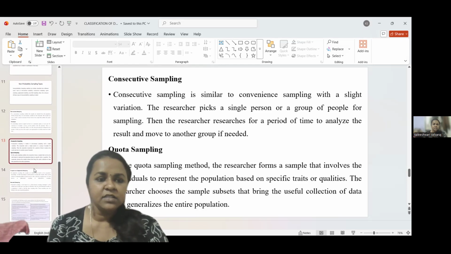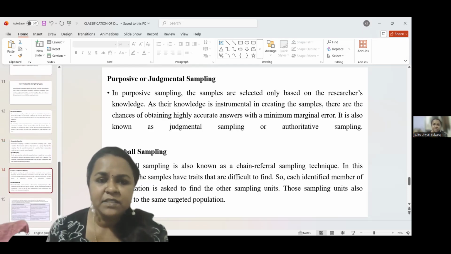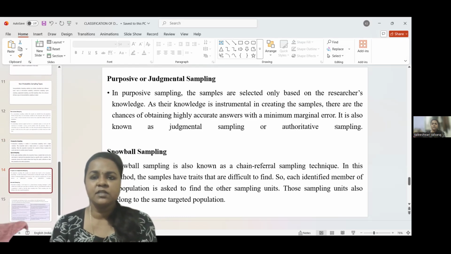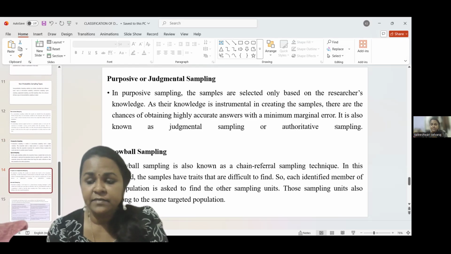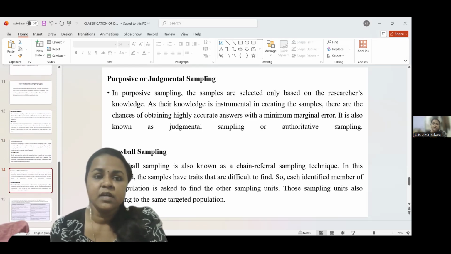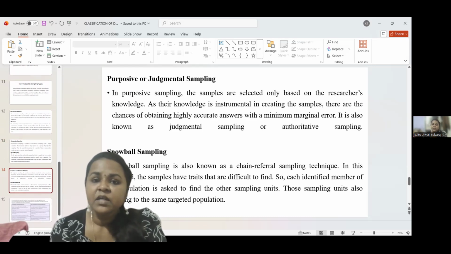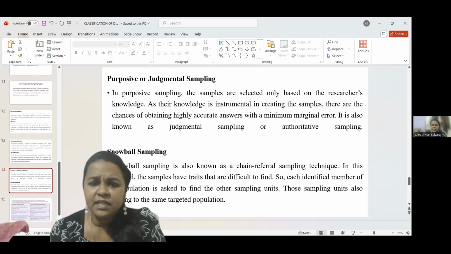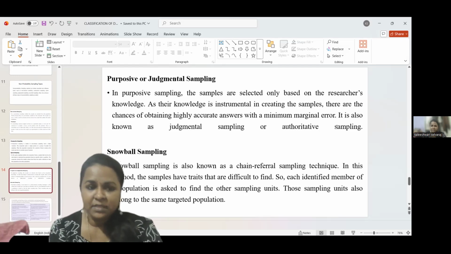Then comes the concept of purposive or judgmental sampling. So purposive sampling is based on the researcher's purpose, what they wanted to gain knowledge on. As per their knowledge in creating samples, there are chances of obtaining high accuracy answers. So to minimize errors, most of the time the researcher follows this purposive or judgmental sampling method, so that they can focus on minimizing the errors.